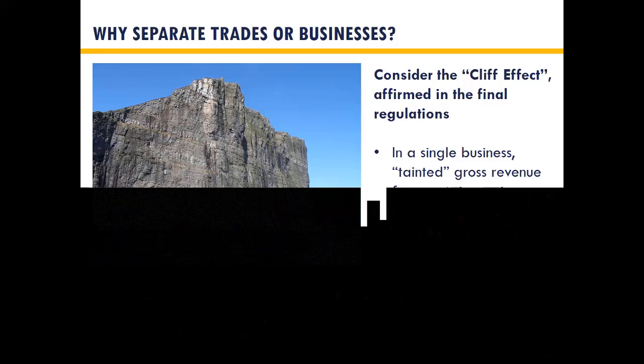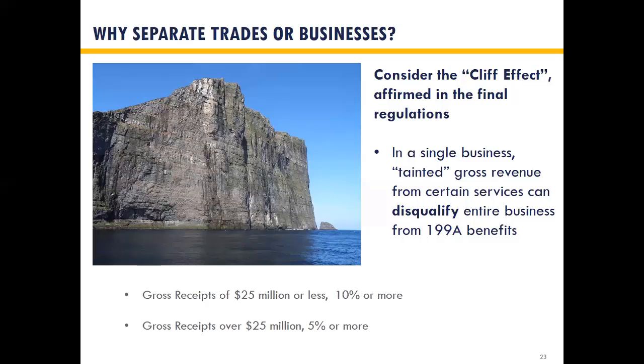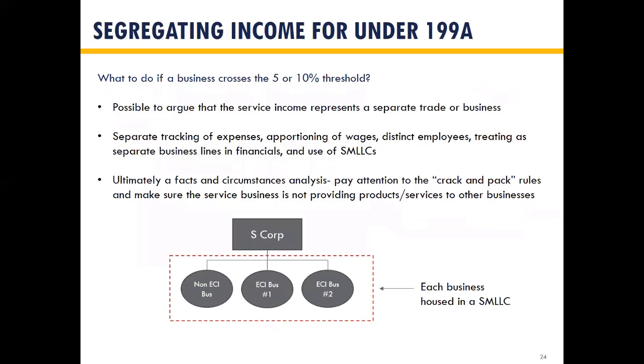So particularly in the international context, if you had a US trader business, let's just say 85 or 86% of your revenue is effectively connected income with a trader business, but the rest of it is non-ECI, and if your gross receipts are over 25 million, your whole business will not be eligible for the 199A deduction, even though 85% of your revenue comes from an otherwise qualifying business. So it's a very harsh result, this cliff effect.